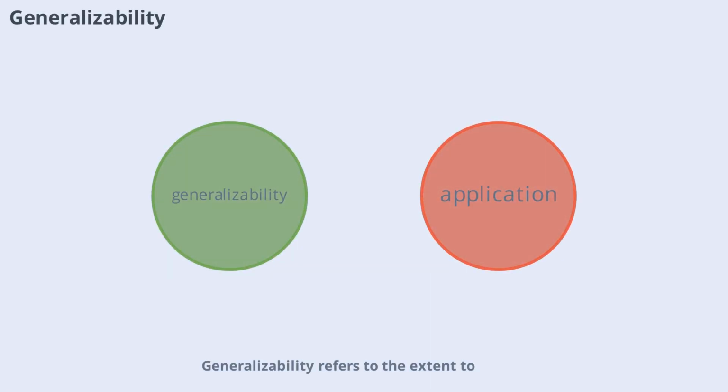Generalizability refers to the extent to which research findings apply to other settings, groups, or situations. In educational psychology, researchers aim to design studies that produce results relevant beyond the specific sample studied. Factors such as sample size, diversity, and context influence generalizability. High generalizability increases the impact and usefulness of research in real-world education.